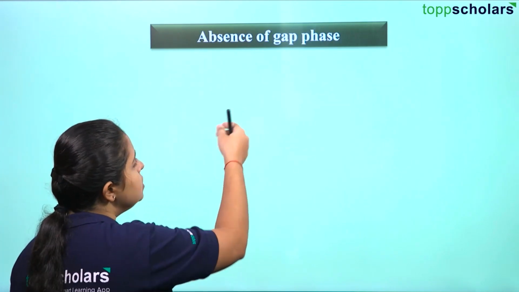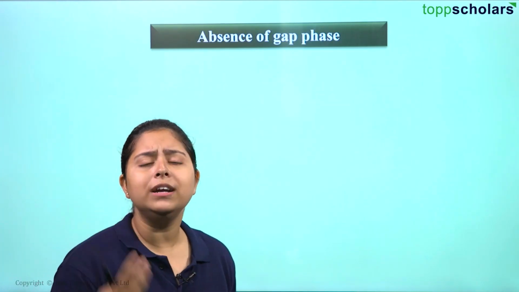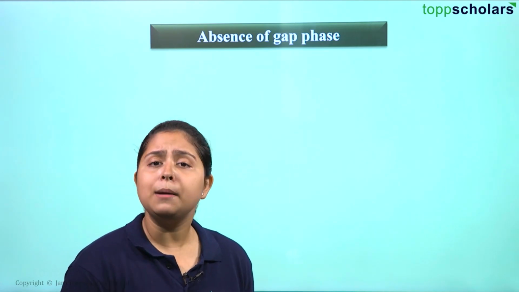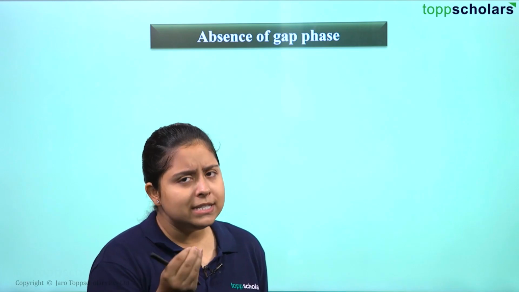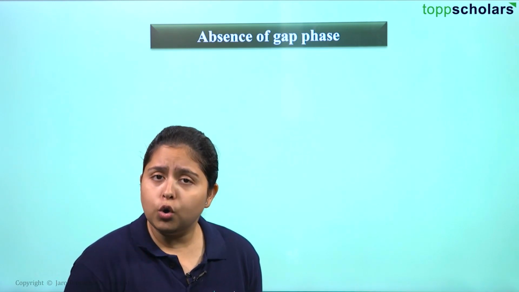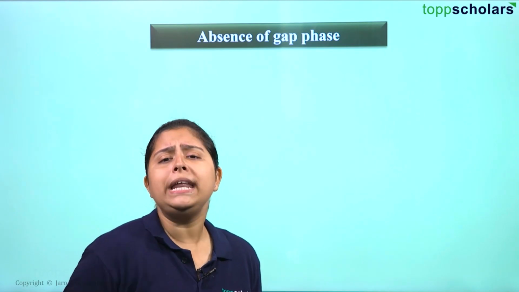Going ahead, there are also some cells which don't have the gap phases themselves. That means G1 and G2 phases are absent. So what do you think? Which cells will have absence of gap phases? Yes, those cells which need to divide very rapidly.